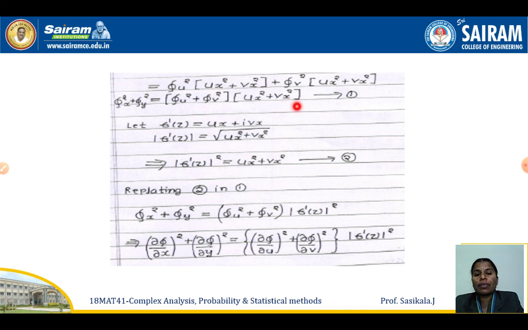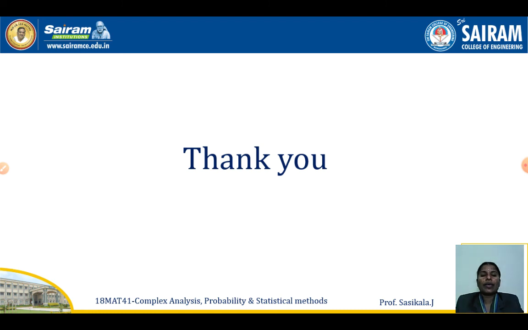So what is that ux squared plus vx squared? This we have seen in the last problem also. It is nothing but modulus of f dash of z whole squared is ux squared plus vx squared. Now equation number 1 and 2 you can compare. I am able to replace this term with modulus of f dash of z squared. So it is nothing but what is required to prove, and we have done it. Dou phi by dou x the whole square plus dou phi by dou y the whole square is equal to dou phi by dou u the whole square plus dou phi by dou v the whole square into modulus of f dash of z the whole square. So this is your required question which we have proved. Okay. Thank you.